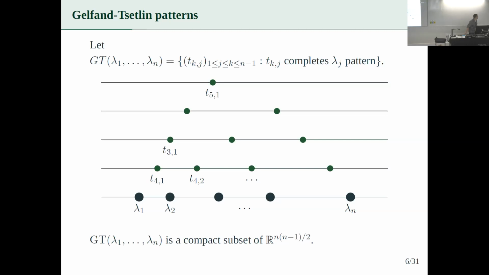Yeah. So it's compact. A simple way of seeing it is each one of these T_ij has to take a value between lambda 1 and lambda n. Oh, those are fixed. Yeah, those are fixed, yes. Oh, yeah. Sorry, yeah. So for each fixed choice of lambda 1 up to lambda n, it's compact. Yeah, thanks.